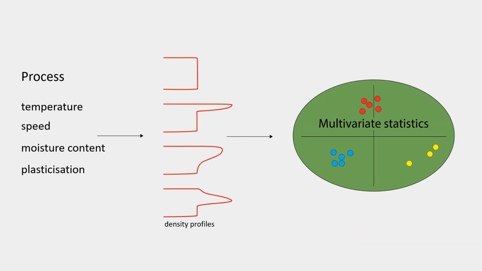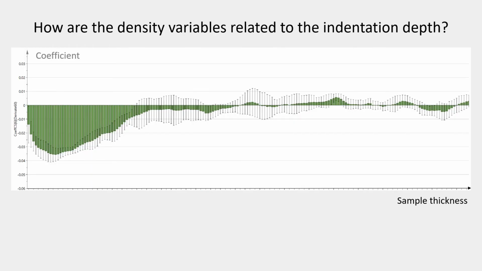We surface-densified solid wood at different process parameters, resulting in different density profiles of our samples. We then imported this density profile information into multivariate statistics. With the help of multivariate statistics, we can see how the density variables are related to the indentation depth. Does the surface layer have the biggest influence on the hardness measurement? And how far do we really have to densify into the core to achieve a high hardness reading?